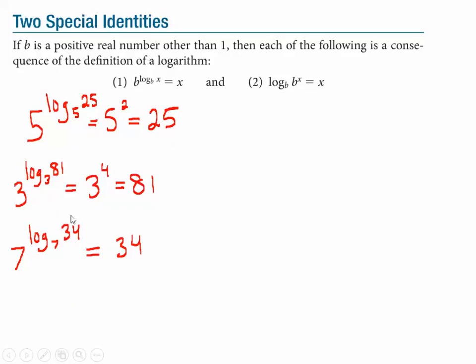Well, that was the pattern, right? 81 is here, 81 goes here. 25 goes here, 25 goes here. Okay, so now we're ready for the abstract pattern. So b to the log base b of x. What is the answer here? x. So this intermediate step doesn't matter, because whatever this exponent is going to be, if you take 7 to that exponent, it's still going to give you back 34. Cool. Okay.